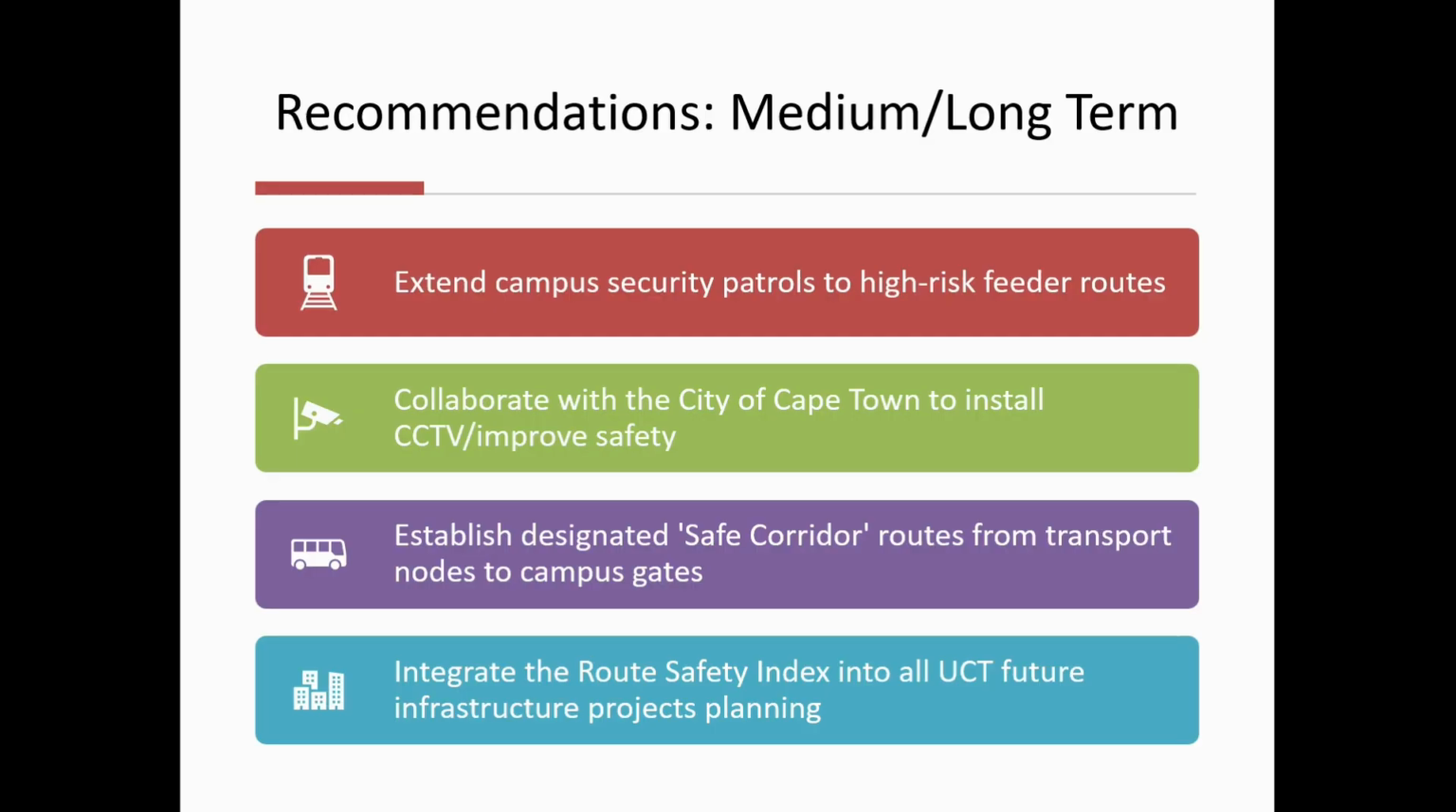Our medium or long term recommendations are as follows. UCT must extend campus security patrols to high risk feeder routes. There should be a collaboration with the City of Cape Town as mentioned. There should be establishment of designated safety corridor routes from transport nodes to campus gates. There must be an integrated safety route index in all UCT future infrastructure project planning.